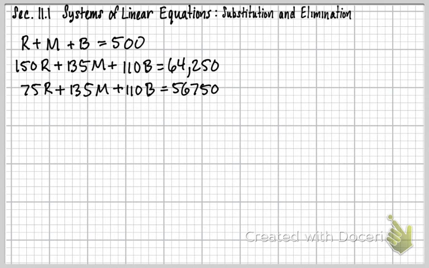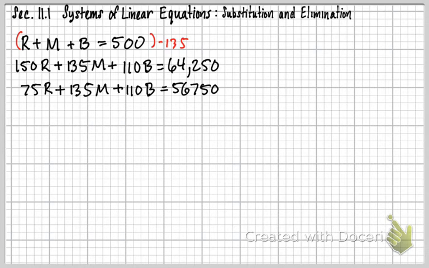Okay, so here they go. Now looking at this again, now that I have everything in order, I want to get rid of the B's now. Take a look at those. That'll be easier there to get rid of the B's, since the last two are 135M. So I can take the first two and get rid of the M's. And that means I'm going to multiply the top one by negative 135.